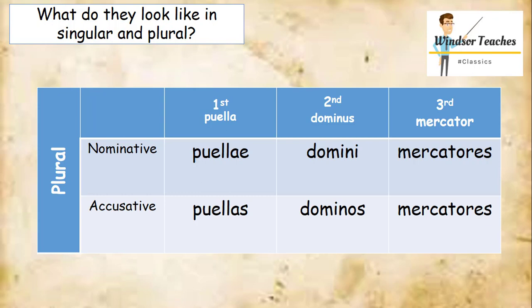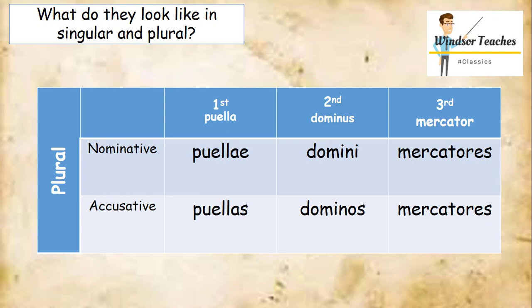declensions, respectively. If the girls in the plural are the nominative, they're the subjects of the sentence, we would use the word puellae. If they are the objects of the sentence, they would be puellas. If you have more than one master and they are the subjects of the sentence, the people doing the action, we would say domini. If the masters are the objects of the sentence, having the action performed on them, they would be dominos. And finally, if you have a merchant or more than one merchant and they are the subjects of the sentence, we'd say mercatores.